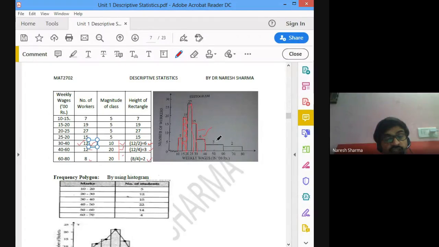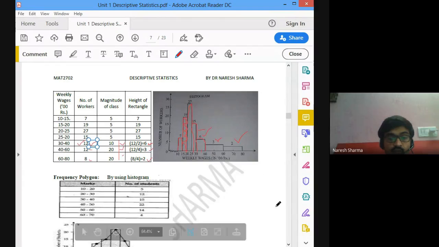Similarly in 40 to 60, we divide the 12 into 4 equal parts, so that the proportionate area is the same. So it is 3 and here it is 2. Hope so. Okay.